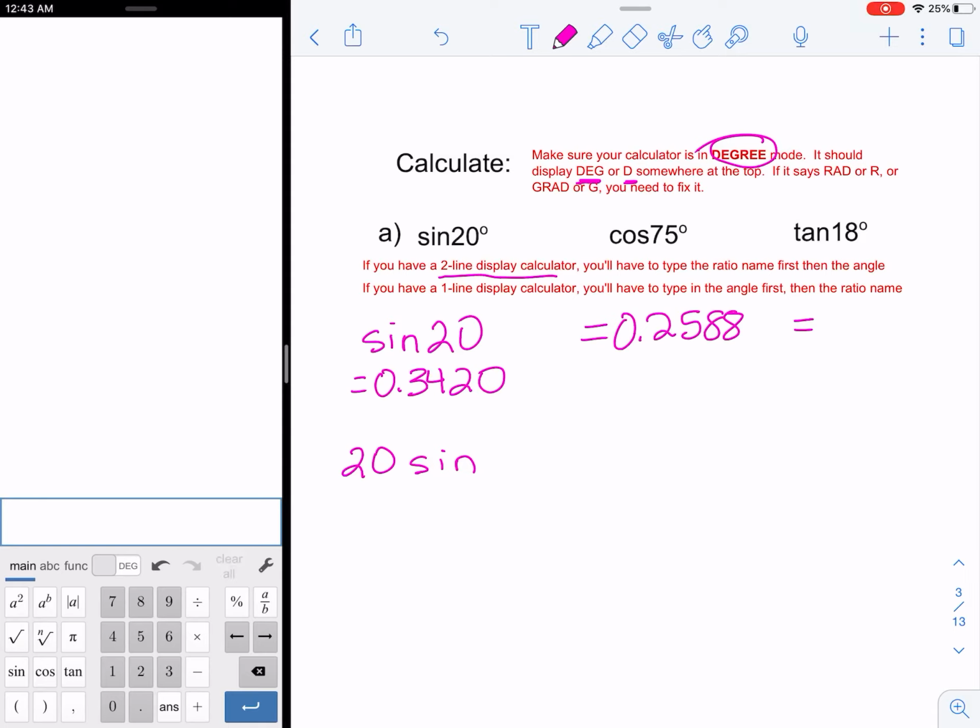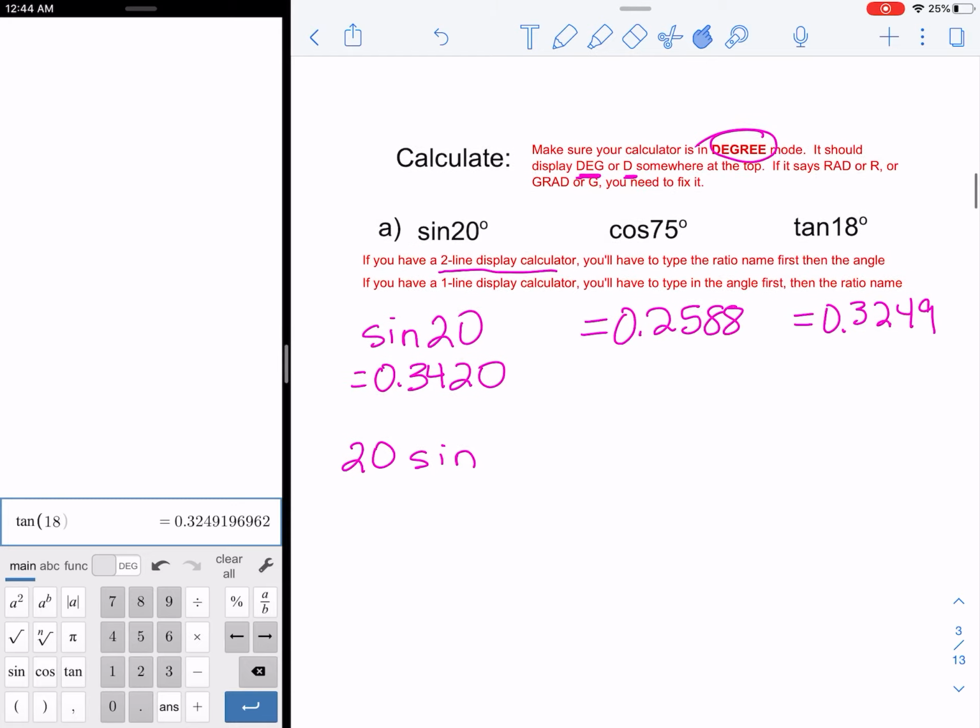And then the tan of 18 degrees is equal to 0.3249. Okay? All right. So hopefully you can get all those answers. If you can't, contact me, email me, do something to get a hold of me to figure out how to do that. Okay?